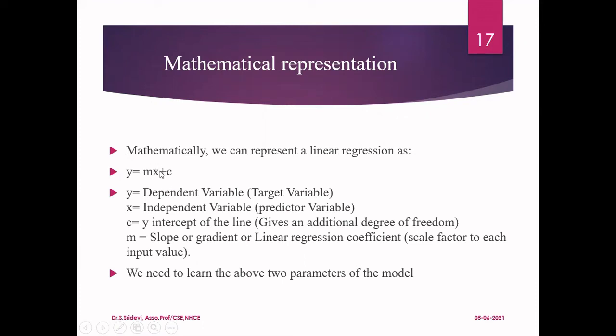When you go for multiple linear regression, you will have more than one input variable. You can represent them as x1, x2, x3, etc. But here it is simple linear regression, so I have only one independent variable x. And c is nothing but the y-intercept of the line. It gives an additional degree of freedom for tuning your straight line. And m is called the slope, or otherwise the gradient or linear regression coefficient.